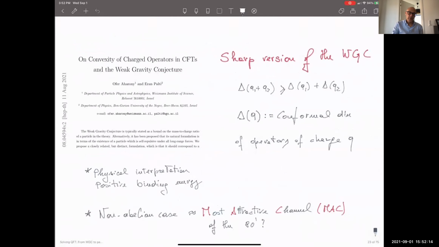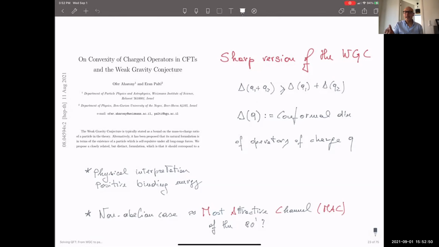I was extremely pleased to see the paper by Ofer and Aaron, because they provide a very sharp version of the weak gravity conjecture, basically based on the idea of bound states in the bulk, in say d+1 dimensions, that you can get when you have gravity and say quantum electrodynamics. And if you think about the idea as a CFT, you can imagine that what was a gauge theory in the bulk becomes basically a global symmetry on the boundary.